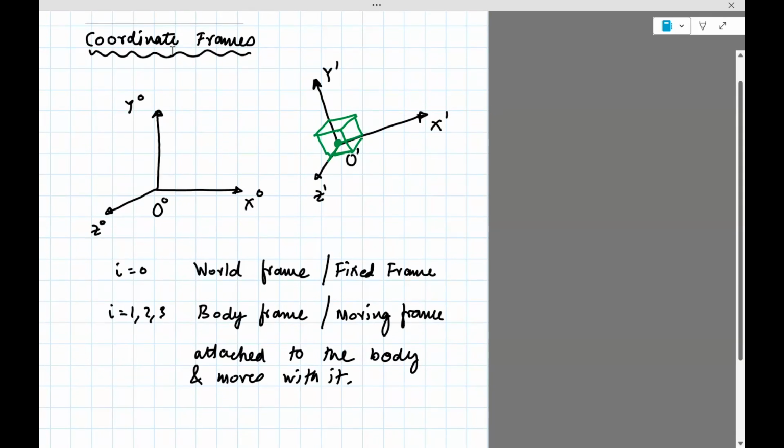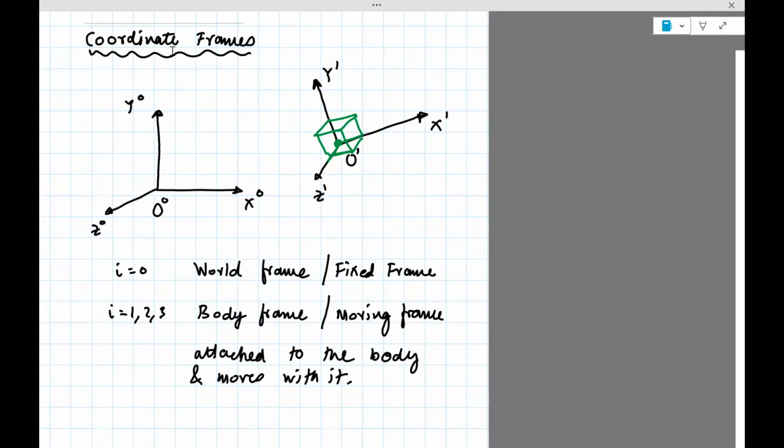In the case of robotics, what we'll have is multiple links. Let's say an arm has 2 links. Then each link would have its own coordinate frame. So i will be 1 for one of the links, and i will be 2 for the other link, and then we'll basically use that to describe the movement. So that's kind of the most important thing.